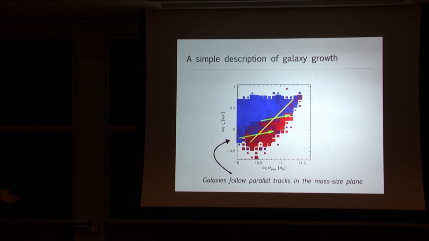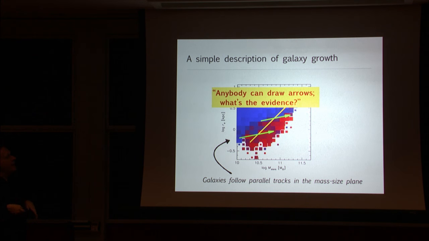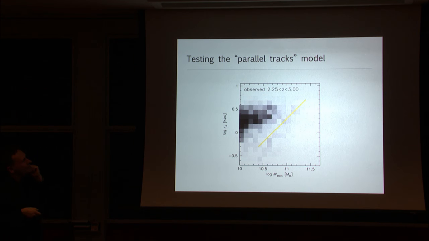This is this sort of parallel tracks idea, very different from these compaction models, where galaxies just move along and do their own thing, depending on the initial angular momentum they had, and just grow separately. But the question, of course, is what's the evidence, right? Because this is just a model. And so we tested this, actually, using the same 3D-HST data set.